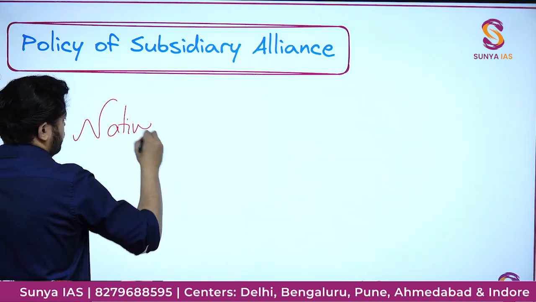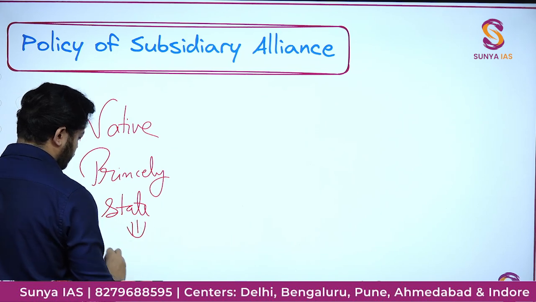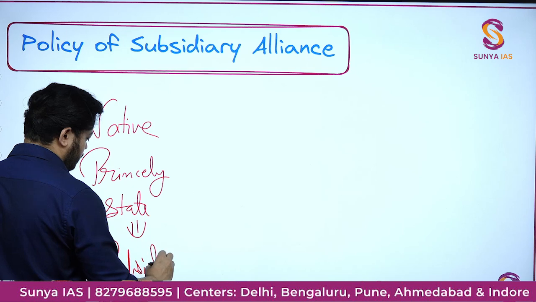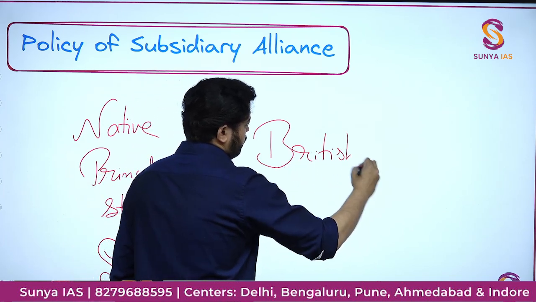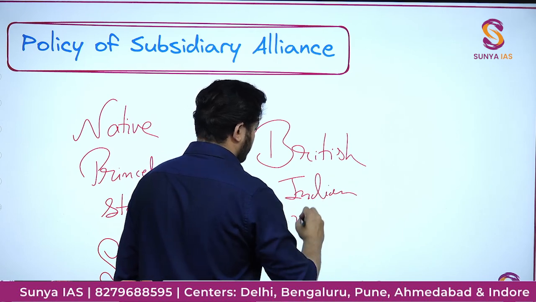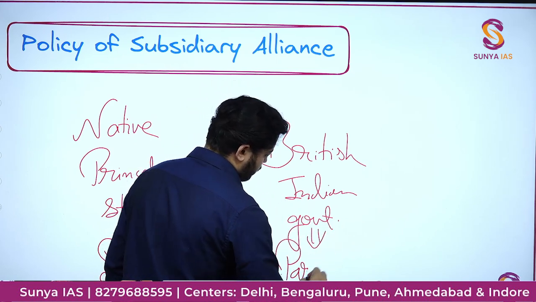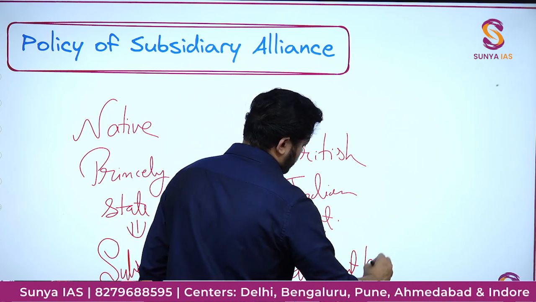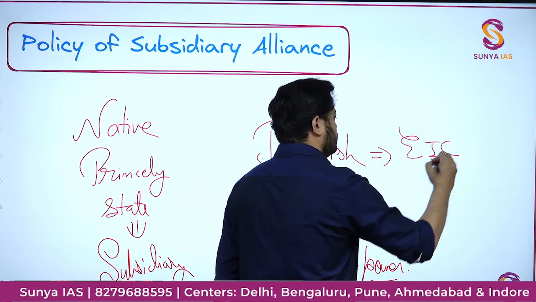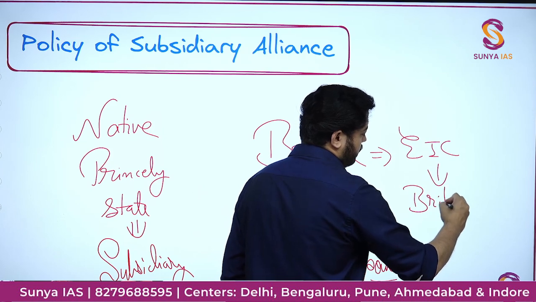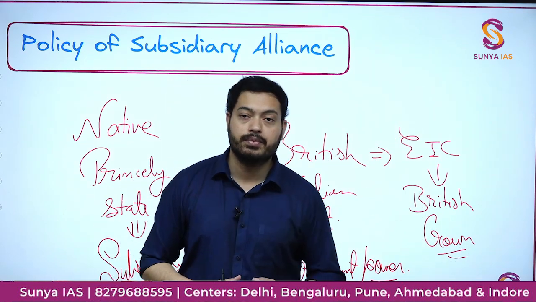native princely state became subsidiary, and the British Indian government became the paramount power. Initially, the British Indian government was controlled by the East India Company, but later this power went into the hands of the British government directly, or the British Crown, I should say, because the British government was working on behalf of the British Crown only. That happened in 1858.